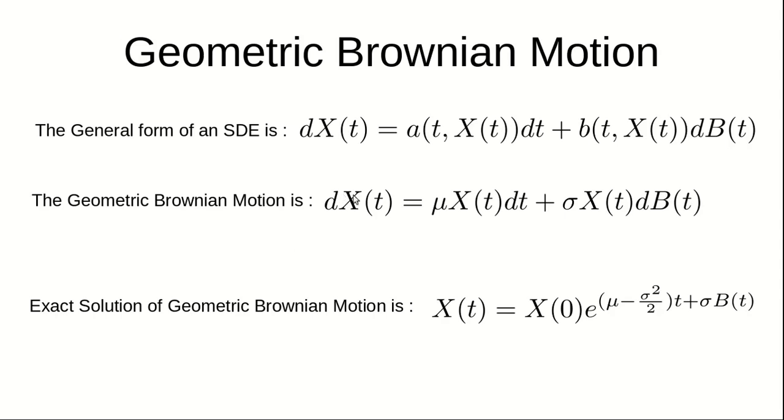If you solve this differential equation exactly, as I just derived, the exact solution of the geometric Brownian motion is x of t equal to x of 0, which is the value of the solution at t equal to 0, into e to the power of (mu minus sigma squared by 2) into t plus sigma into B of t. So this is the exact solution. Now what I will do is simulate this differential equation using the Euler-Maruyama scheme in Python, and then show the simulated curve and the exact solution side by side, so that you can map between the two. So let me go to the code.